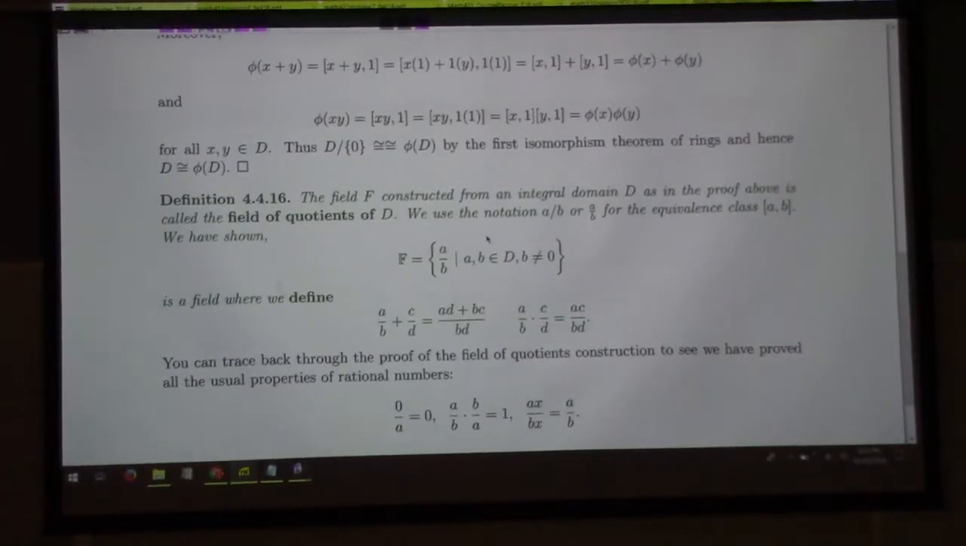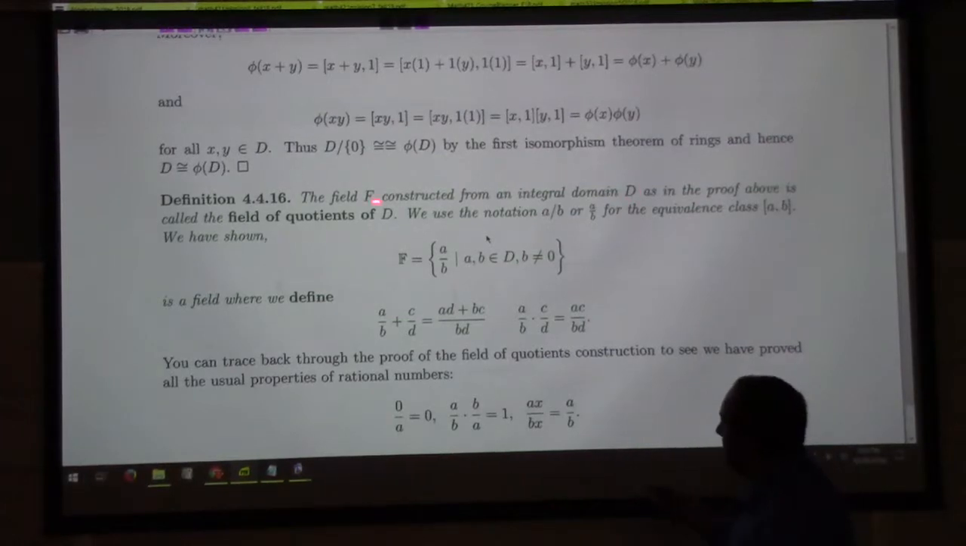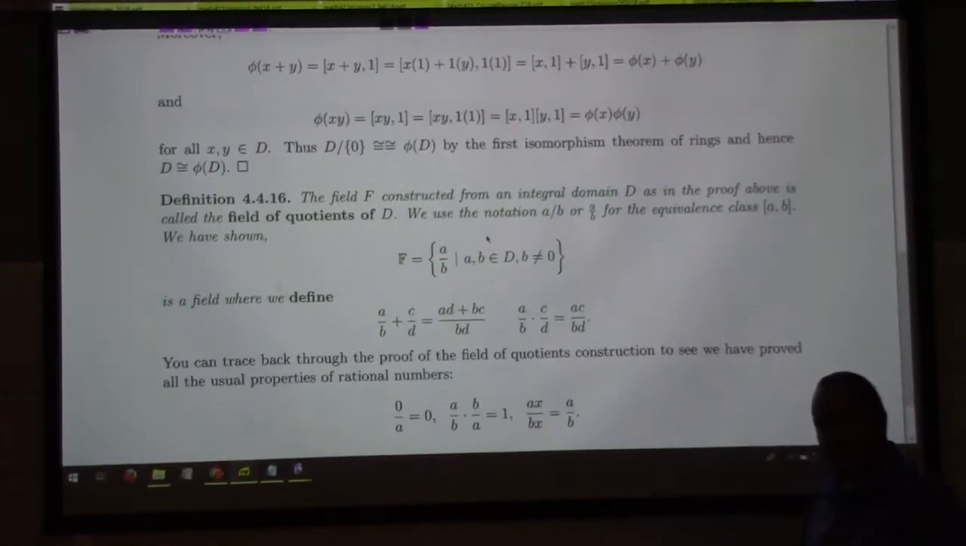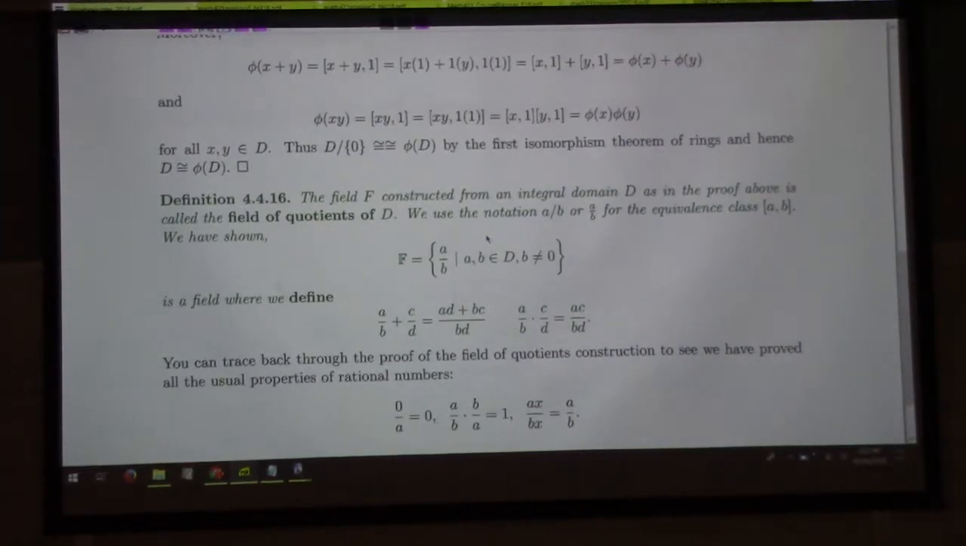So this is the definition of the field of quotients. If we have an integral domain D, we can build the field of quotients of D, things of the form A over B like this. And this is just notation for that equivalence class relation I was showing you in the last 2 pages. And we define addition and multiplication in these sort of obvious ways. This reproduces the construction of the rational numbers and so many other things.